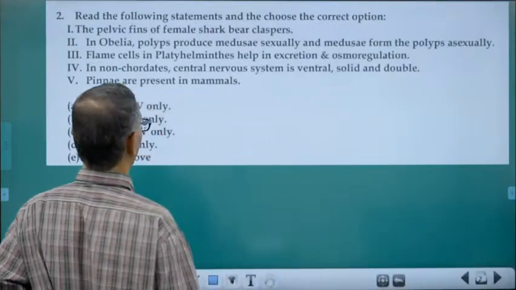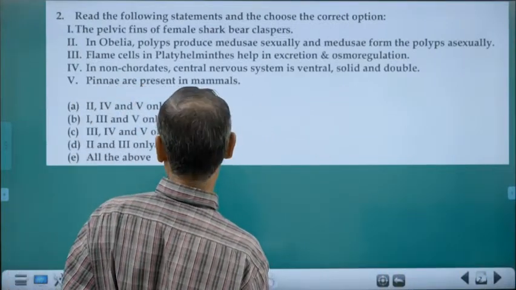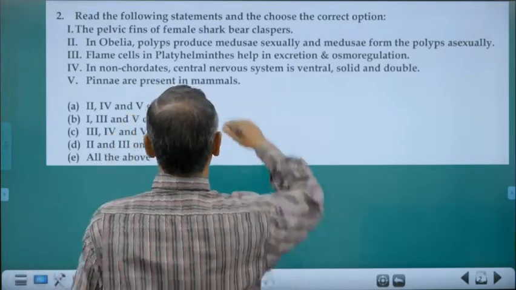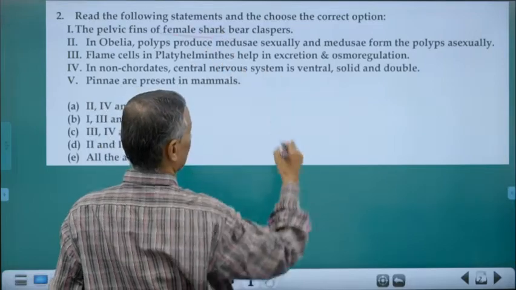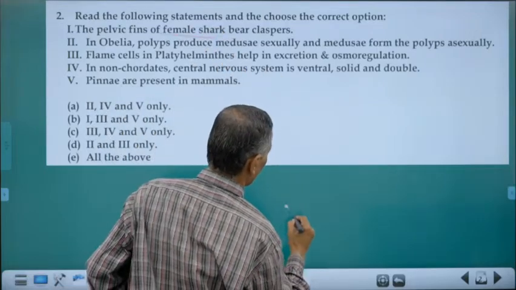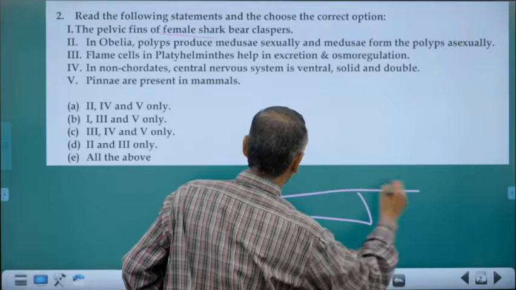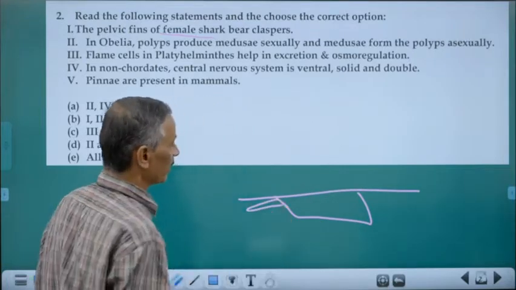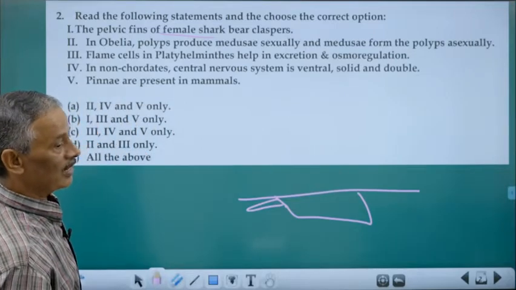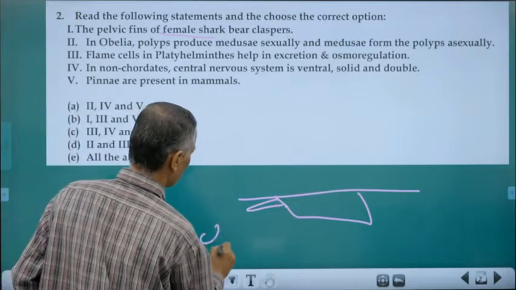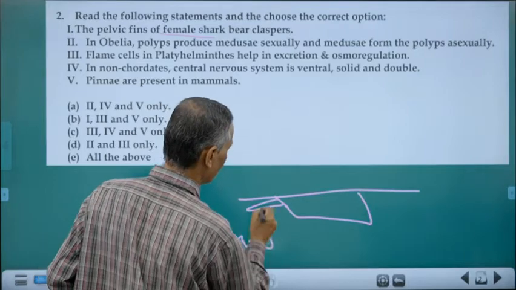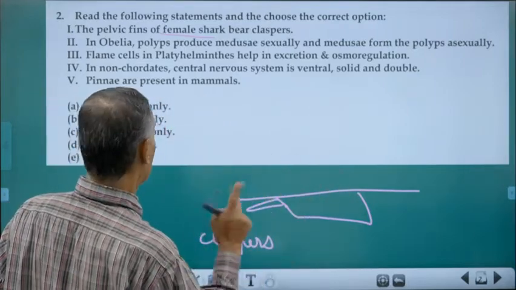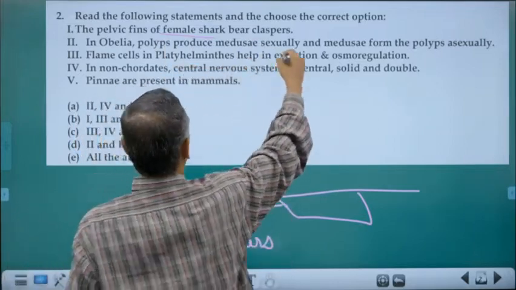Read the following statements and choose the correct option. The pelvic fin of female shark. Now, it is the male shark which is having, see, this is the body of a male shark. Attached with the pelvic fin, there's a pair of finger-like structures called claspers. These claspers are helping in transferring the sperm during copulation. Fertilization is internal there. So it is wrong.